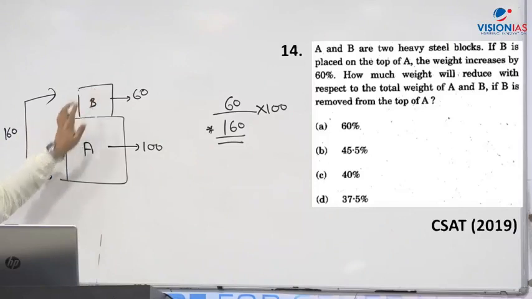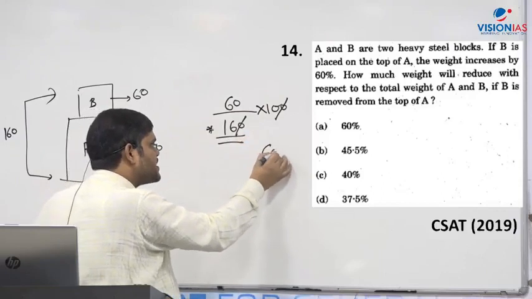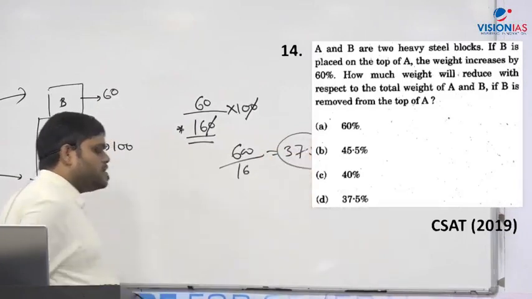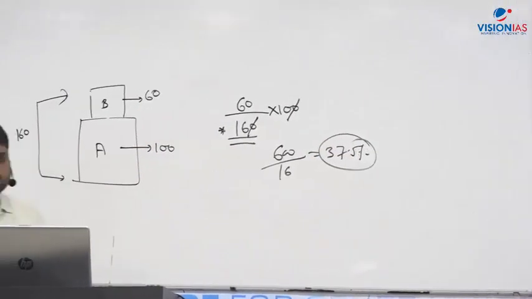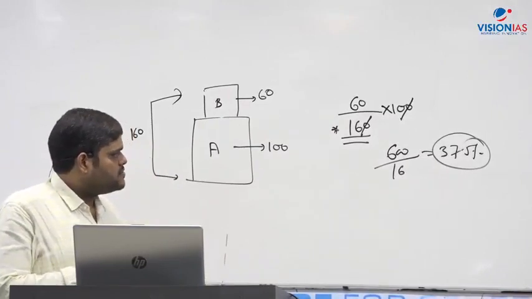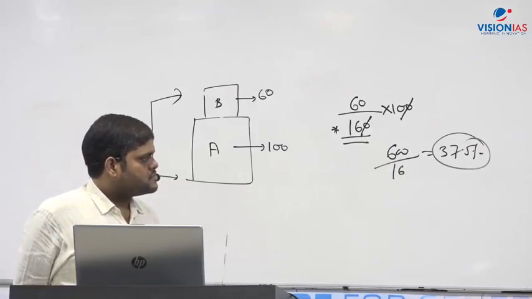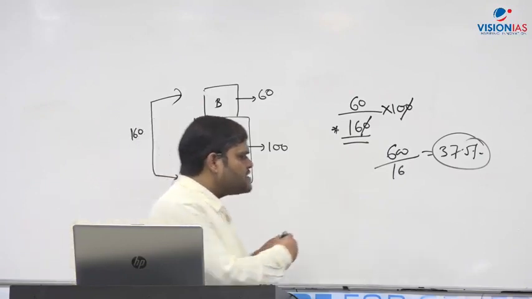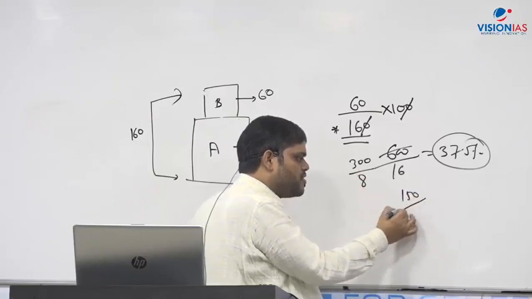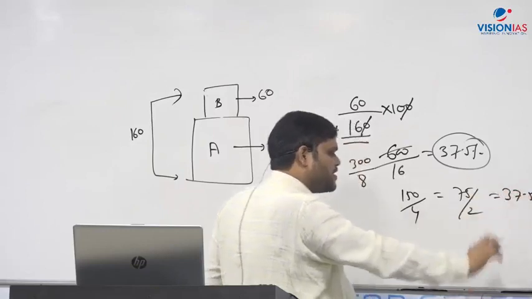So 60 upon 160 into 100, which is 600 upon 16. You can solve this part further: 300 upon 8, 150 upon 4, 75 upon 2, which is 37.5%.